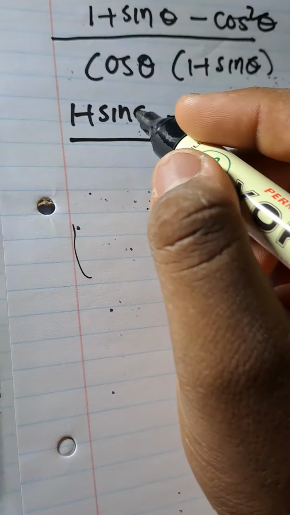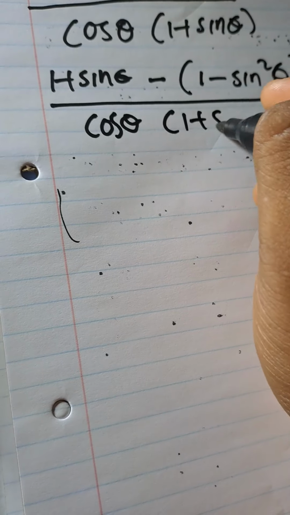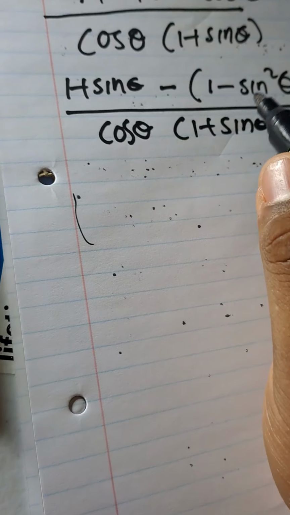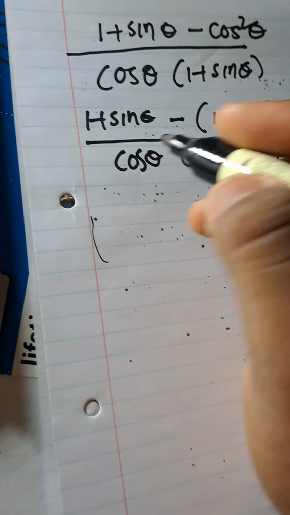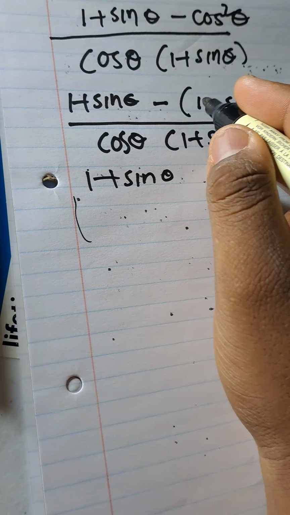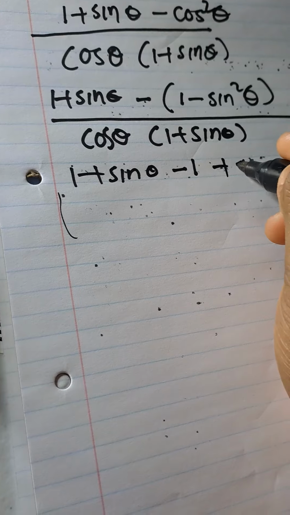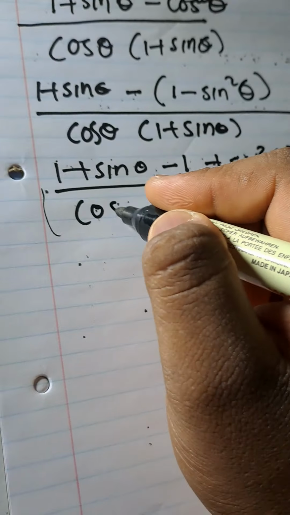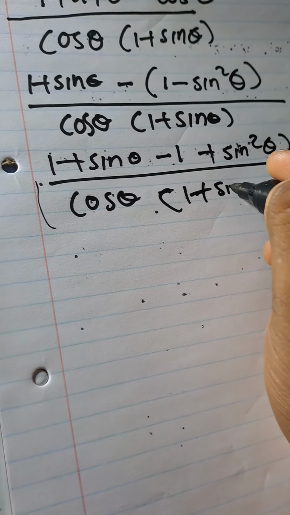Another thing that you have to know: don't touch your denominator when you're solving identities. Don't touch your denominator, please. Don't touch them unless you are forced to at the end. But for now, let's leave them. Since there is a bracket, I have to open it. So it's going to be 1 plus sine theta. A negative times a positive is a negative 1. A negative times a negative is a positive sine squared theta over the very same thing, cos theta times 1 plus sine theta.